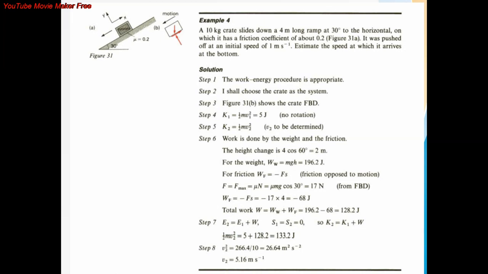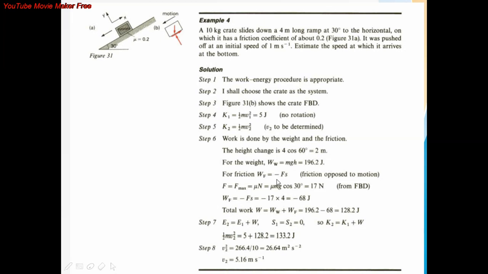Now, due to weight, we know that work done would be mgh, where m is known, g is known, but h is not known, right? But we know the length of the ramp, as well as the angle it makes with the horizontal, which is 30 degrees. If we find out this height, the formula is 4 cos 60 degrees, and we get a height of 2 meters. When we put this in, we get work done equal to 196.2 joules, right?